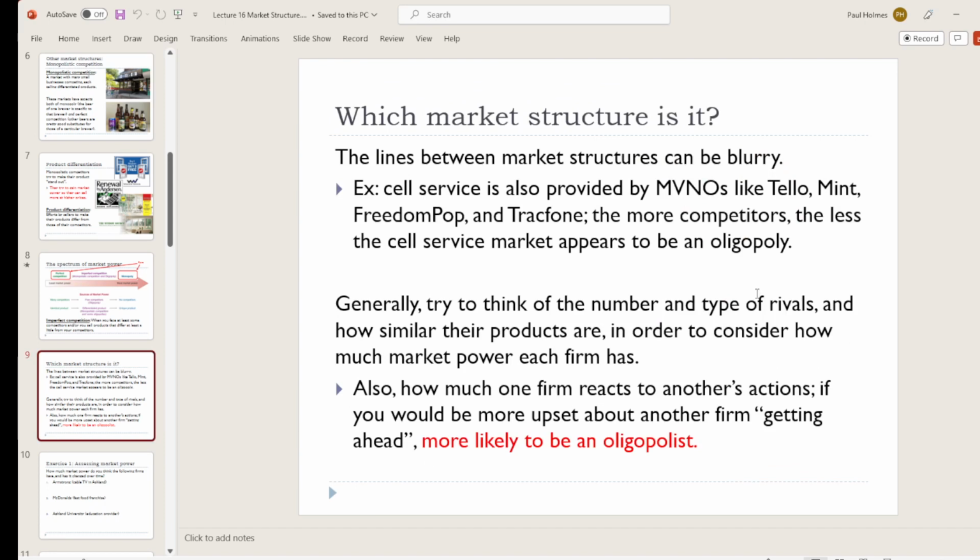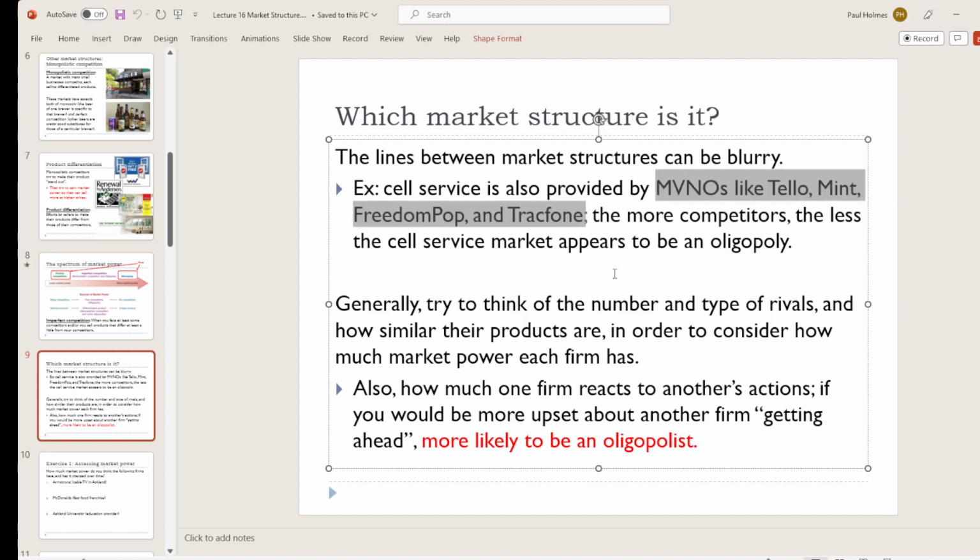You may well know that there are a lot of cell phone service resellers, like the ones that I've listed here, who buy bandwidth from the bigger firms and then resell it, typically at a discount, to other customers. The more of those alternatives there are, the less this starts to look like an oligopoly, right? But there's no bright line. It's not like we can say 9 firms is an oligopoly, 10 firms is monopolistic competition. It really doesn't work like that.